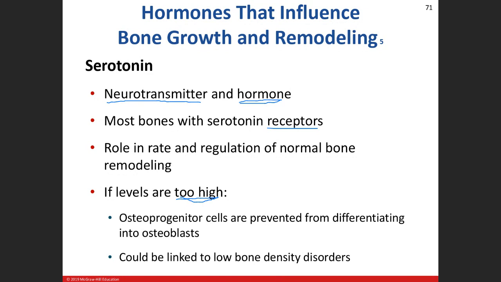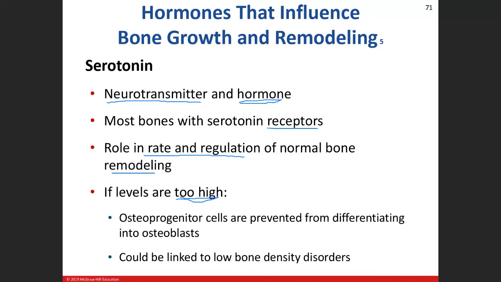So you want to avoid this, especially in children, but anybody, especially if they're an adolescent, early 20-year-old teenager, all right? Again, this will mess up the rate and regulation of that remodeling. Because if we can't get the osteoprogenitor cells to differentiate into those osteoblasts, we can't build that bone matrix. All right, and guess what will take over?